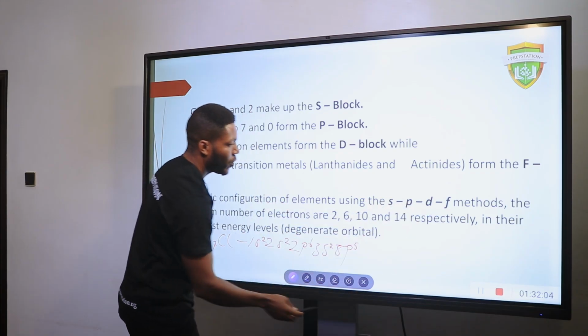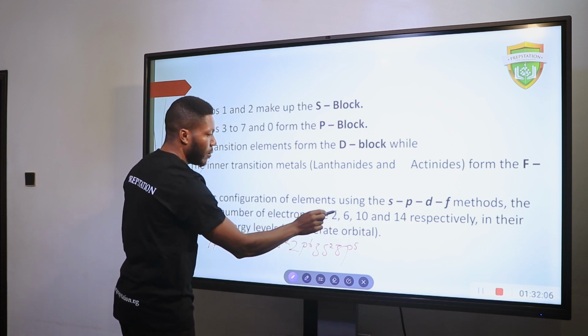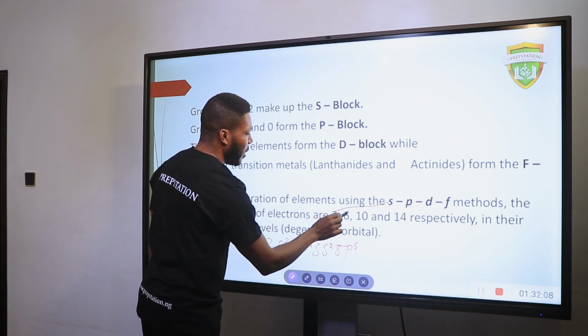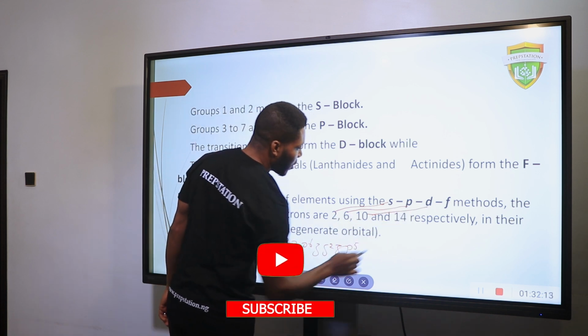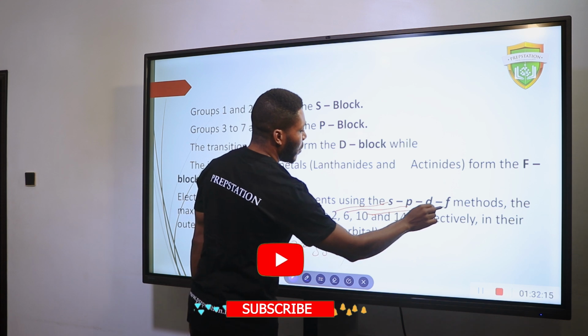So all the S contain 2 electrons maximum, don't forget. All the P contain 6 electrons maximum. All the D contain 10 electrons maximum. And all the F contain 14 electrons maximum.